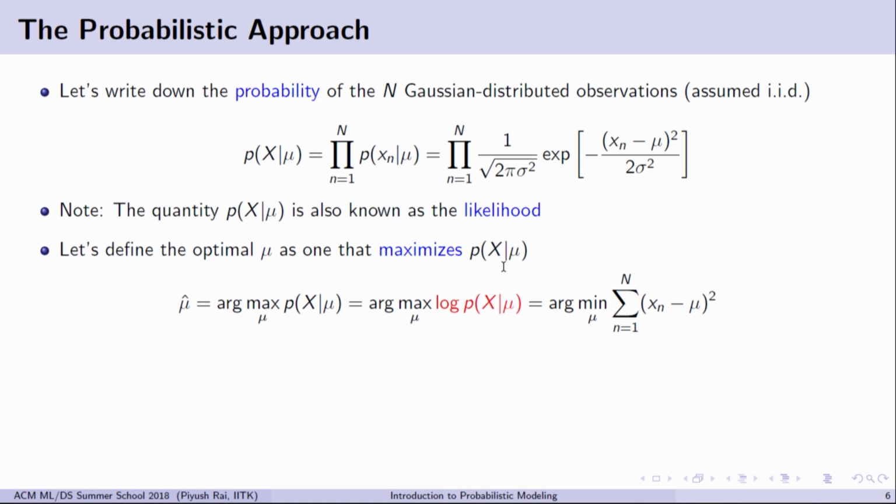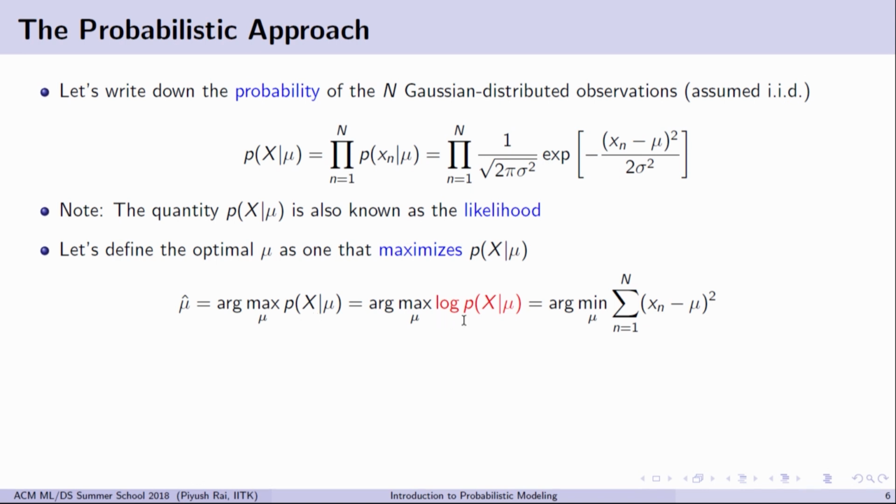So we can solve this problem as mu hat equals argmax, which is basically maximizing the probability of x given mu, as a function with respect to mu. And instead of maximizing P of x given mu, I can also maximize log of P of x given mu, because log is a monotonic function. And log simplifies this calculation because I have an exp function here. If I take a log of that, the exp will go away and I'll just have a simple quadratic form. So both these problems are equivalent.